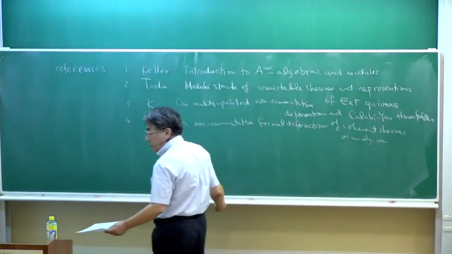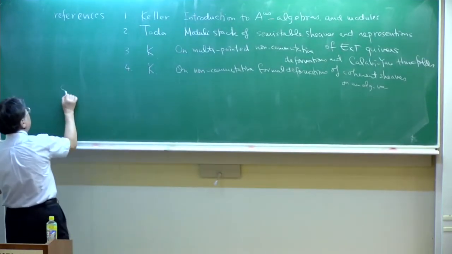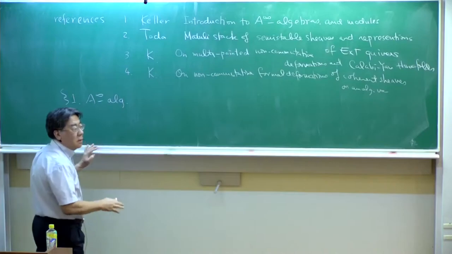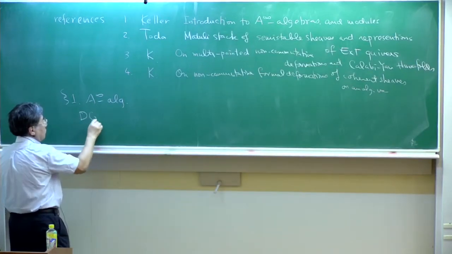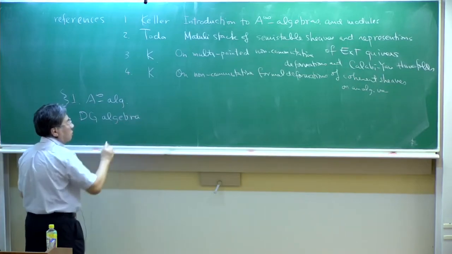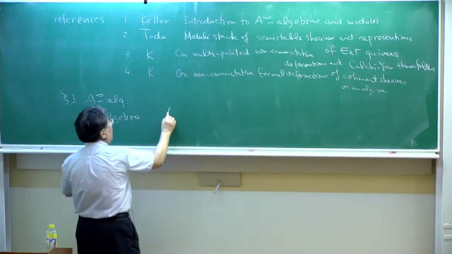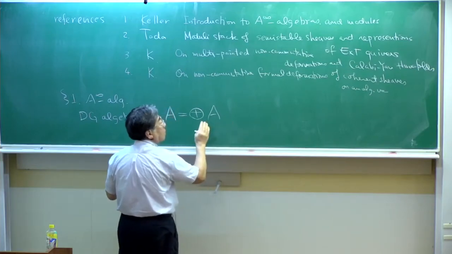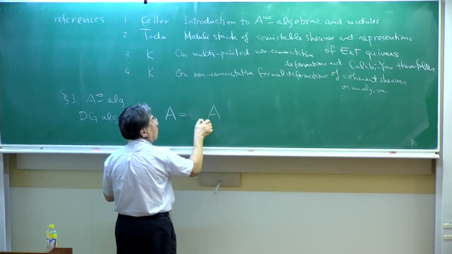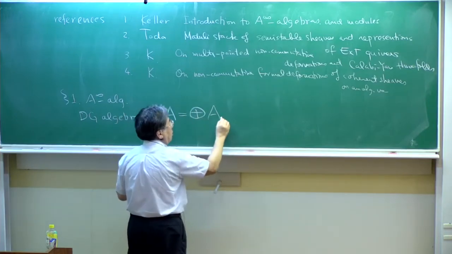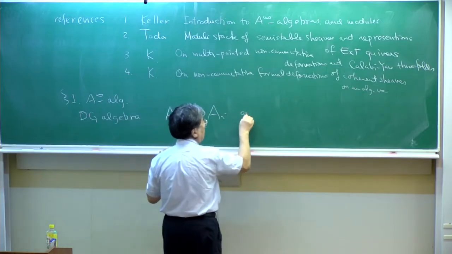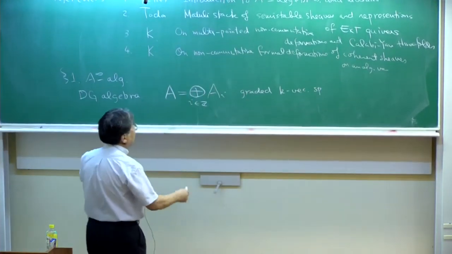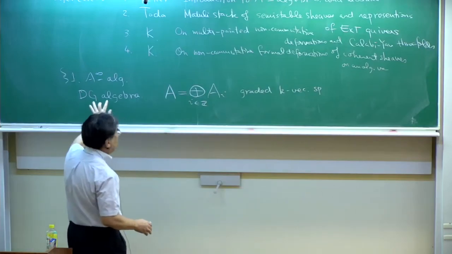Okay. So I start with the definition of A-infinity algebra. But I start with its special case, DG algebra. So this is a special case of A-infinity algebra. Let A be a graded K vector space. So K is some fixed base field. Which satisfies the following condition is called a DG algebra.